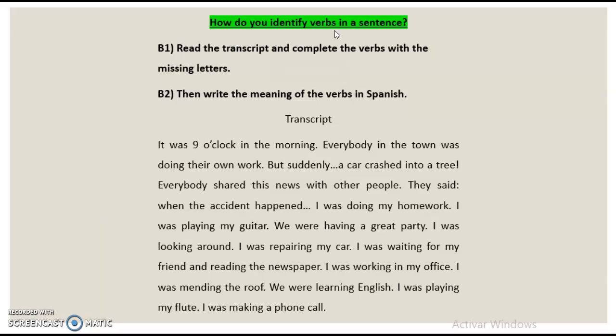How do you identify verbs in a sentence? Read the transcript and complete the verbs with the missing letters.